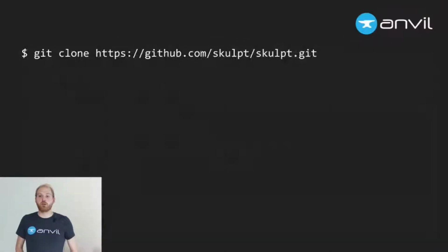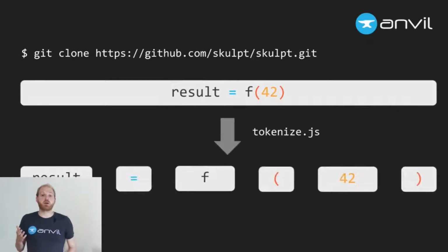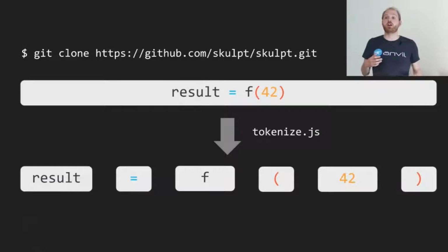So we check out the source code and start exploring. It turns out that Sculpt has a classic compiler architecture based, unsurprisingly, on CPython. So when you compile a Python expression or a chunk of Python code, it will go through the same pipeline as CPython. So it will first tokenize your code. That is, it will split it up into a set of short strings with meaning for Python.